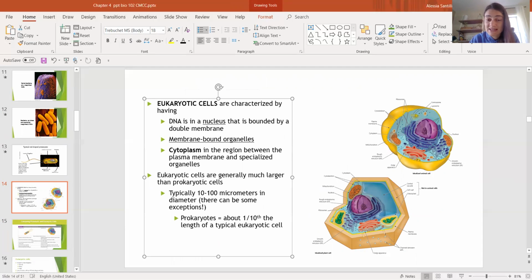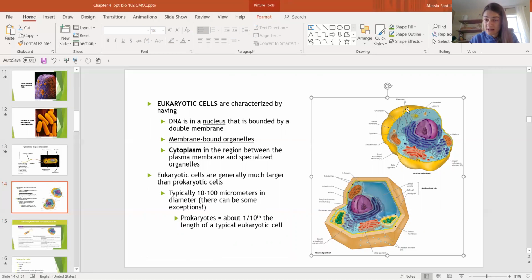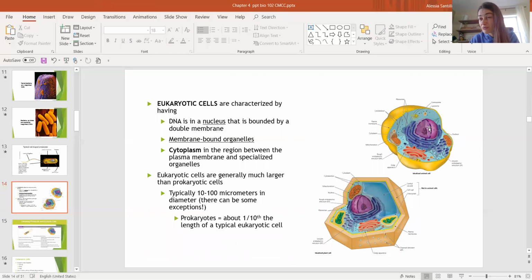So the cytoplasm in this case is the region between the plasma membrane and specialized organelles. So wherever we find the cytosol is where we have the cytoplasm. Eukaryotic cells are generally much larger than prokaryotic cells. They're usually about 10 to 100 micrometers in diameter, and prokaryotes are about a tenth of the length of a typical eukaryotic cell. Actually, if you look at a eukaryotic cell, I know this isn't obviously to scale, but the size of the nucleus of the eukaryotic cell is usually how big a prokaryotic cell is.